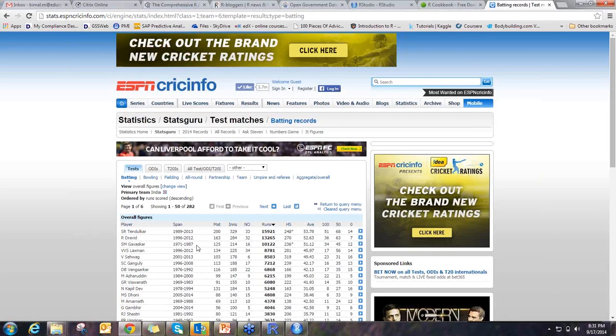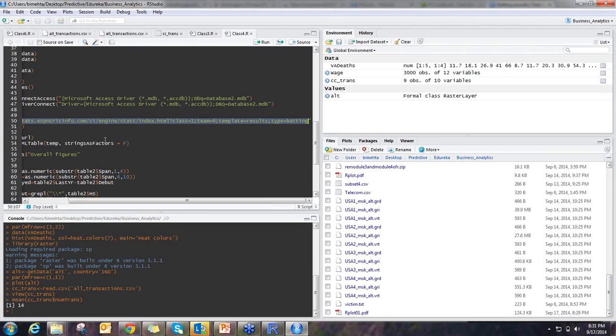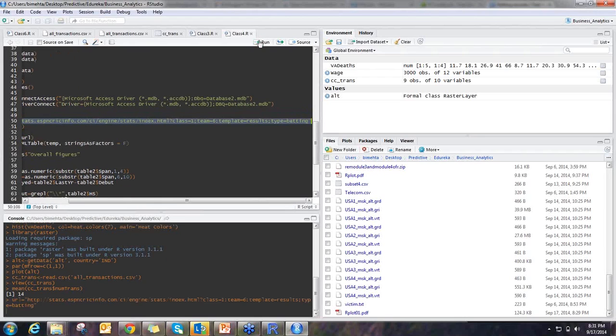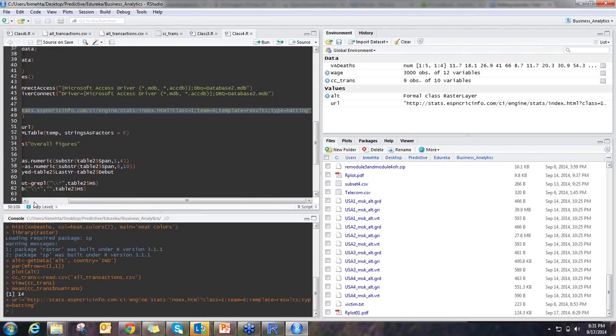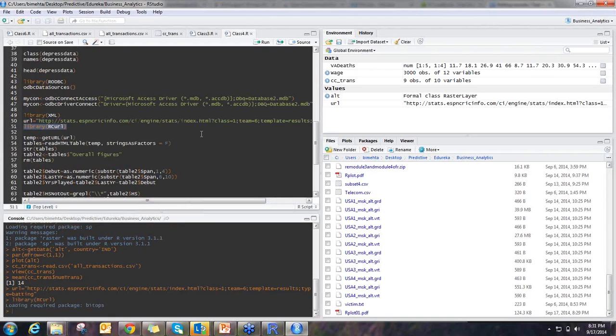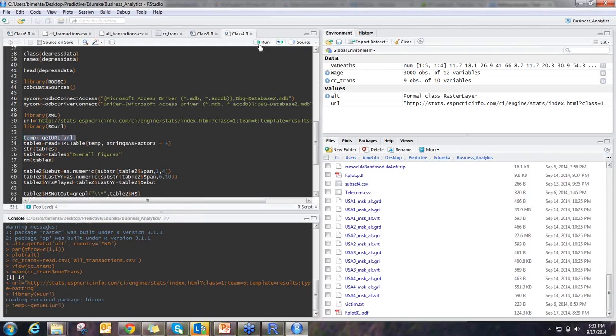Correct. So I can directly download this data from the Cricinfo website. I create a URL for that. So this is my URL. I take this URL and save it inside a URL parameter. Then I load a specific library. A library is nothing but a package created by someone that will help me connect to the internet. Now I will use a function within this library, get URL, and store the result inside temp.